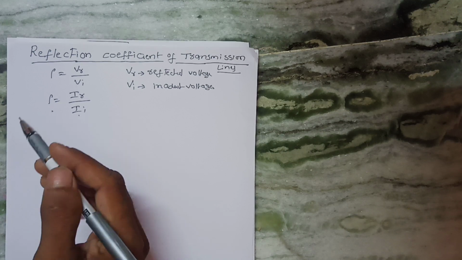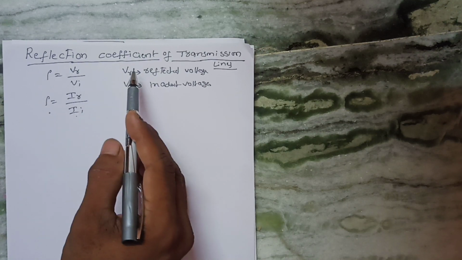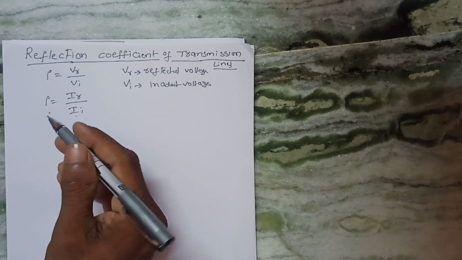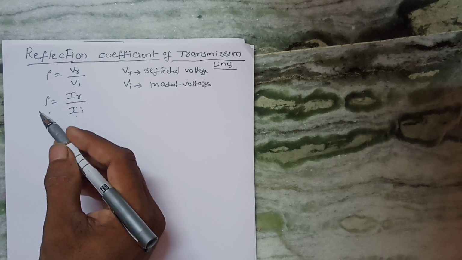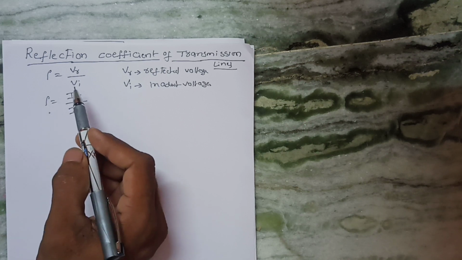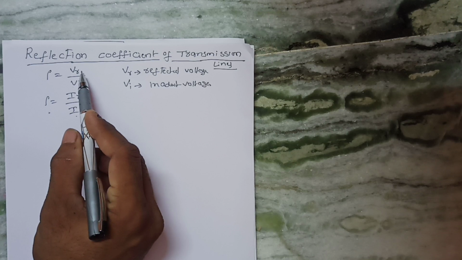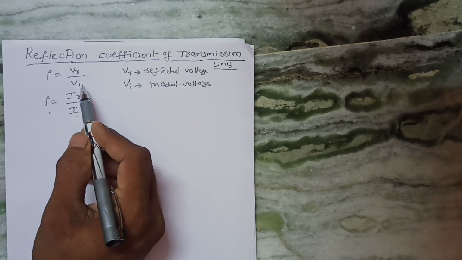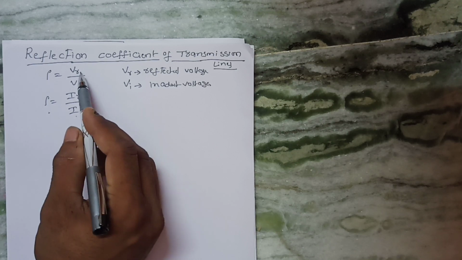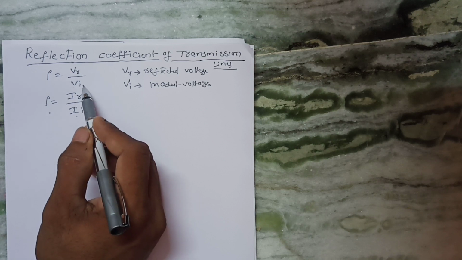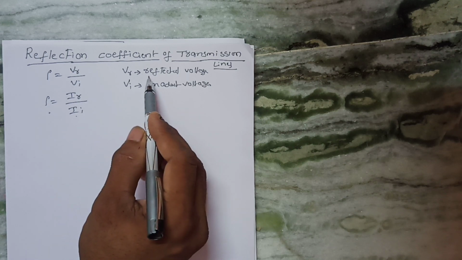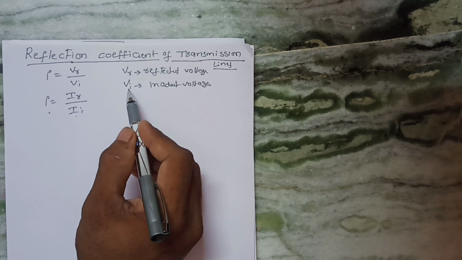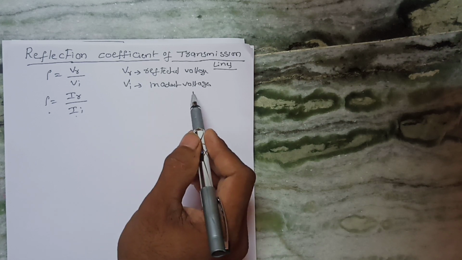Today I want to discuss the reflection coefficient of transmission lines. Reflection coefficient is defined as the ratio of reflected voltage to the incident voltage. V suffix R is the reflected voltage, V suffix I is the incident voltage.